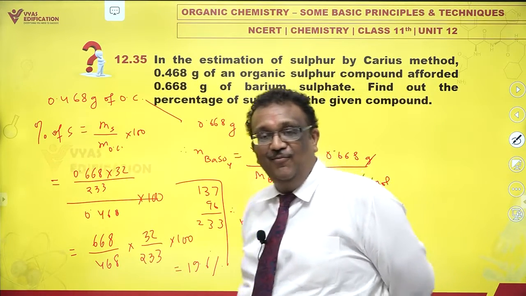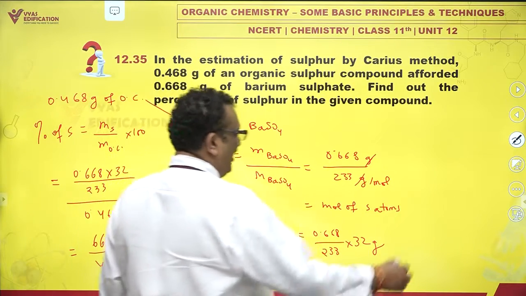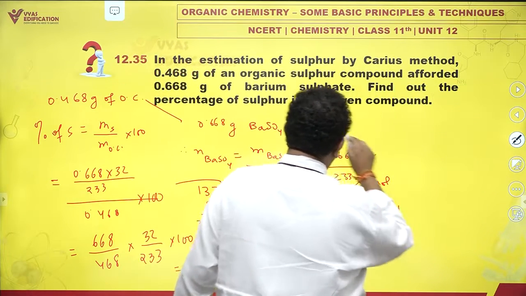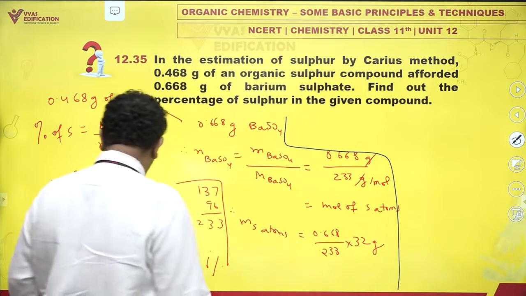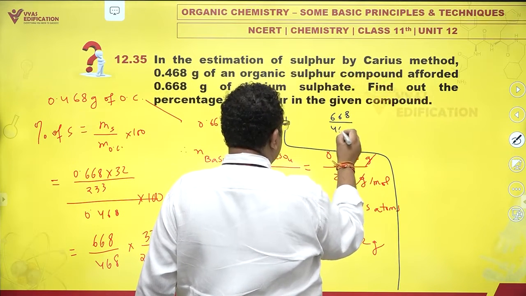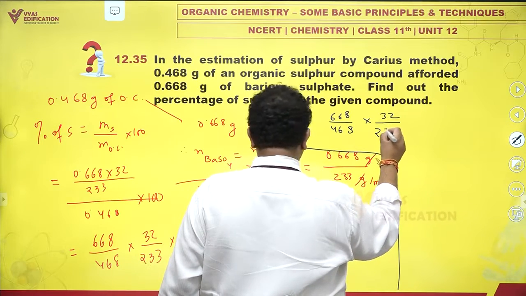And again, if you are keen to learn how to calculate, I'm always up for a calculation trick. I'll just do an approximate math and show you how that calculation might be carried out roughly. You have 668 by 468 into 32 by 233.